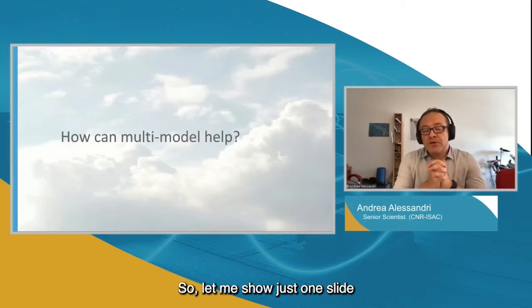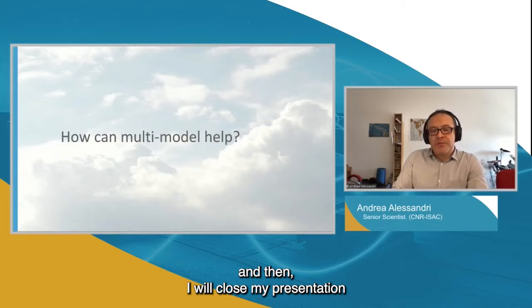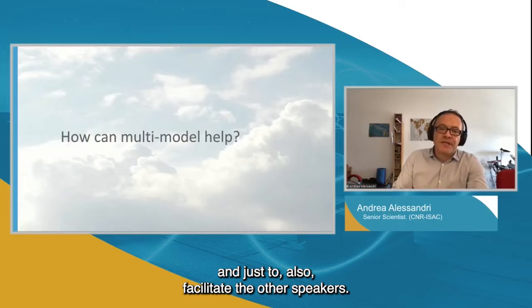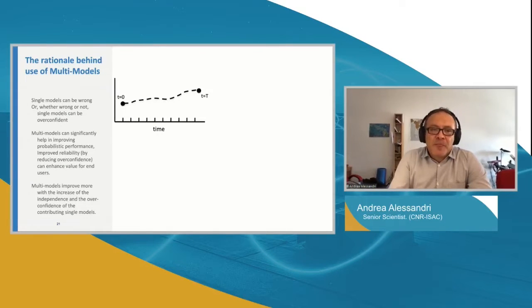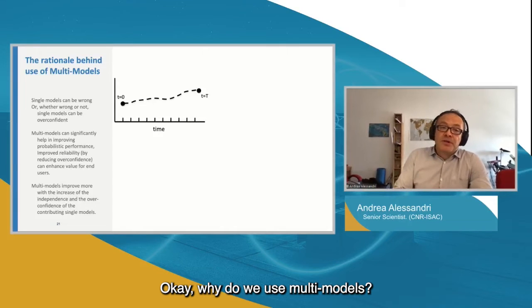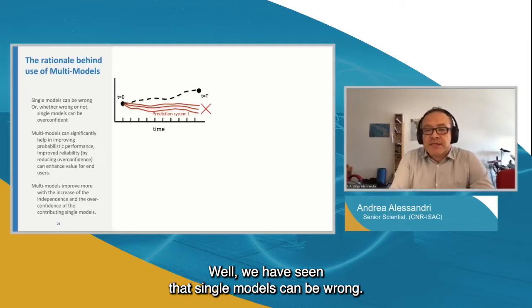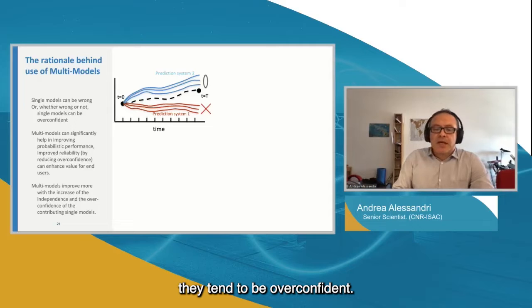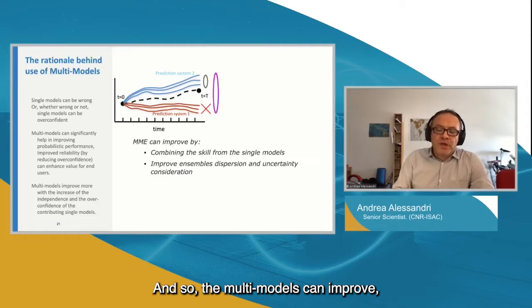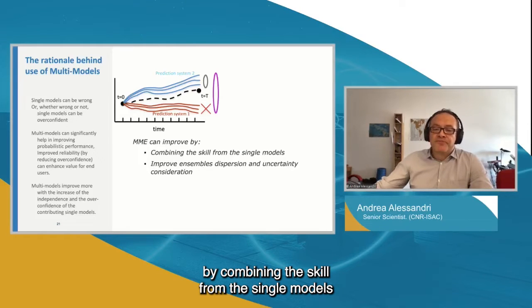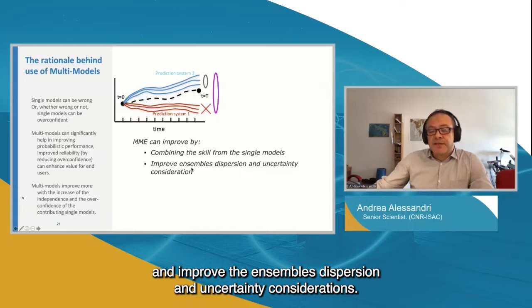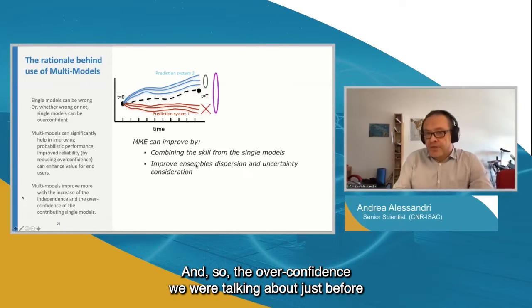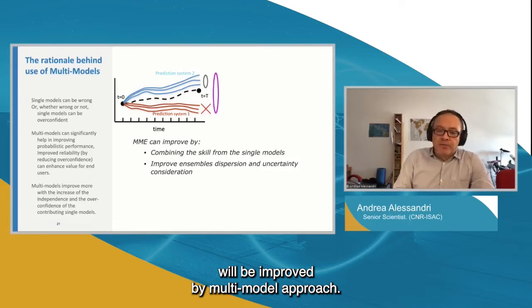How can multi-models help with that? Let me show just one slide, and then I will close my presentation to also facilitate the other speakers. Why do we use multi-models? Well, we have seen that single models can be wrong, and even if a single model can capture the right anomalies, they tend to be overconfident. So multi-models can improve by combining the skill from the single models and improving the ensemble dispersion and uncertainty consideration. The overconfidence we were talking about just before will be improved by the multi-model approach.